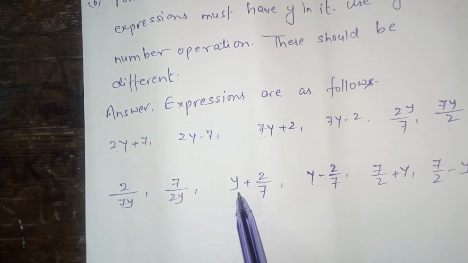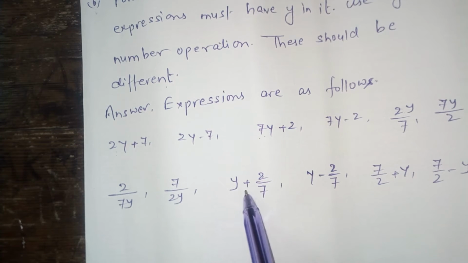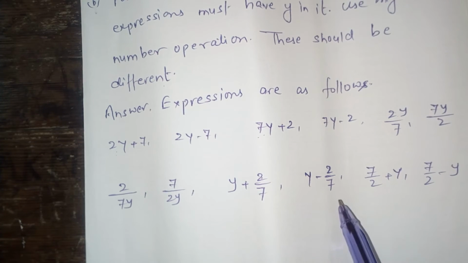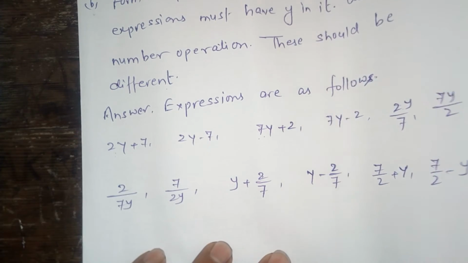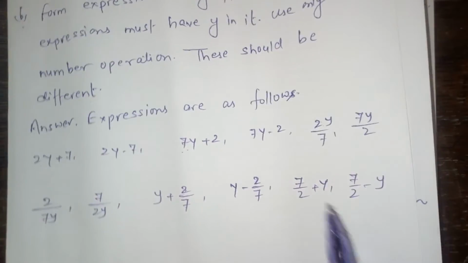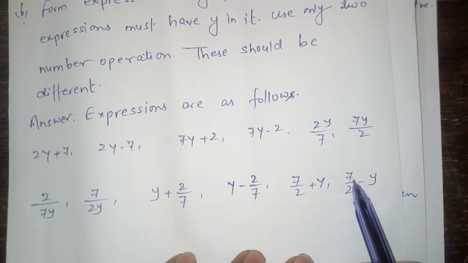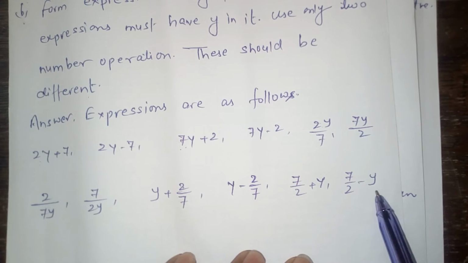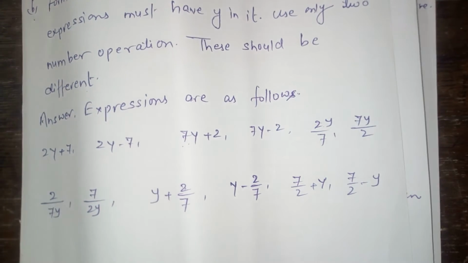Y plus 2 upon 7. In this expression we are using addition and division. Y plus 2 upon 7, then y minus 2 upon 7, then 7 upon 2 plus y, then 7 upon 2 minus y. You can make different types of algebraic expressions.